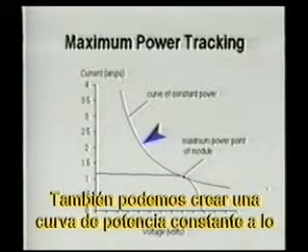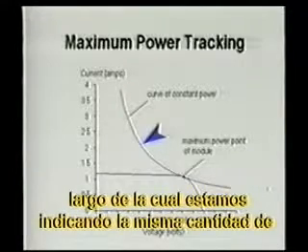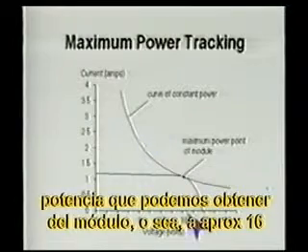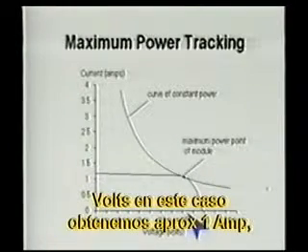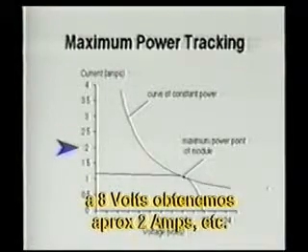We can also create a curve of constant power. So anywhere along this curve of constant power, we're also indicating the same amount of power we could get from the module. In other words, at approximately 16 volts in this case, we get approximately 1 amp. Well, at 8 volts, we get approximately 2 amps, and so on.